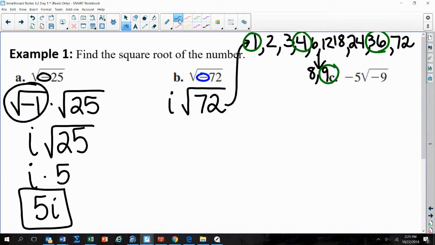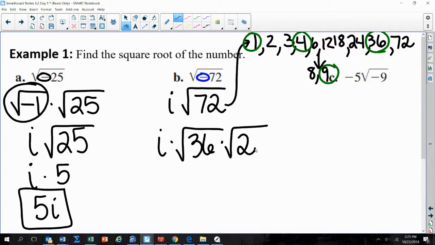Okay, so I'm going to do i times the square root of 36 times, what is that? 36 times what? 72. So 36 and 2 gives me 72. See how I took 72 and I broke it into 36 times 2? I strategically chose 36 because I can take the square root of it. What is the square root of 36? 6. See how 36 is perfect?